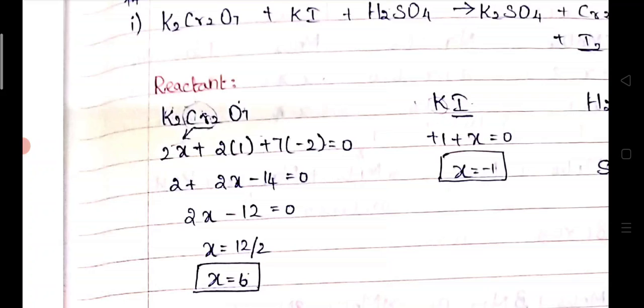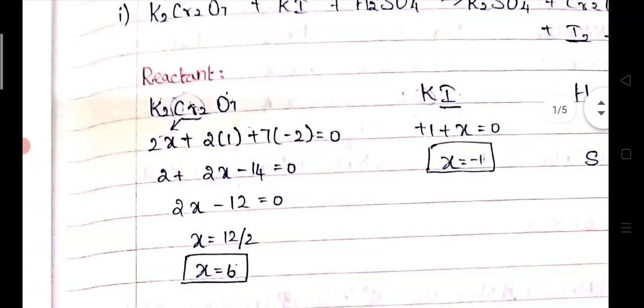Potassium comes under the group 1 element. Group 1 element oxidation number is +1. So since K2 means 2 times, it is 2 into 1. And oxygen, O7 is there. One oxygen value is -2, so 7 into -2. Clear? And then now you just multiply and then simplify. You will get the answer for chromium. The oxidation number is +6.